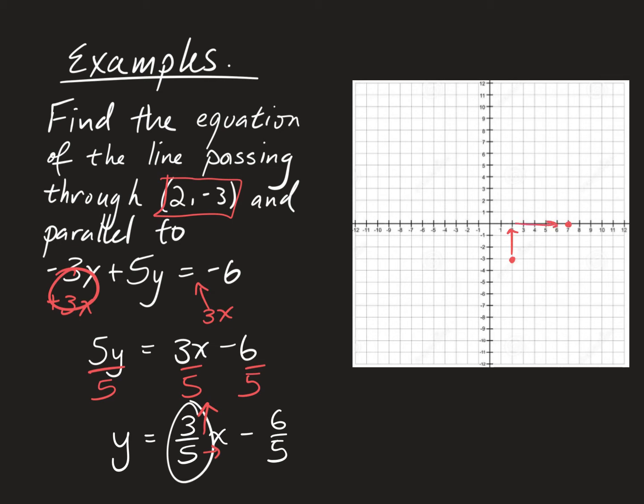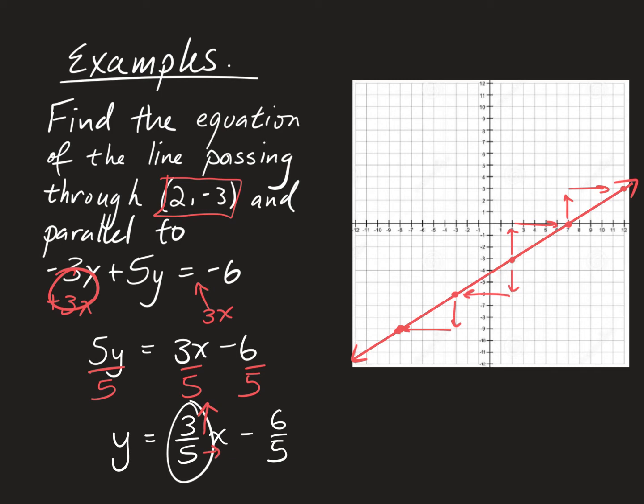We can do one more. Up 3, right 5, puts me right there. But again, we don't only go to the right, we also go to the left. So down 3, left 5, puts me there. Down 3, left 5, puts me there. And that's all the further we can go. All we have to do is draw our line, put some arrows at the end of it, and we've graphed this line.